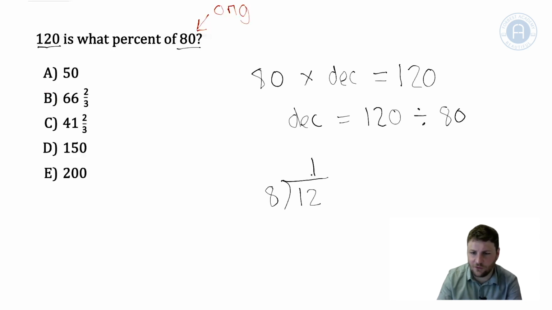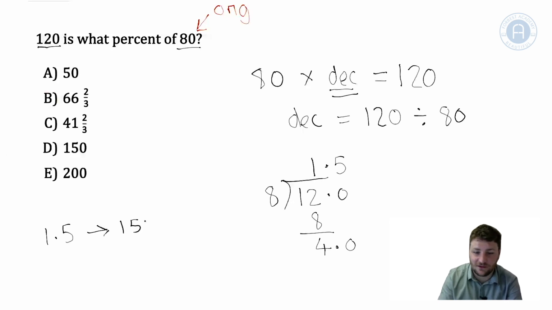8 into 12 goes once. Remainder 4. Put a decimal point in. 8 into 40 goes 5 times. So our answer is going to be 1.5. Remember, that's our decimal multiplier. So we then need to change that 1.5 back into a percentage as 150%. So the answer isn't 1.5%. Remember, that 1.5 is our decimal multiplier. We then need to change it back into a percentage to give me the answer D.